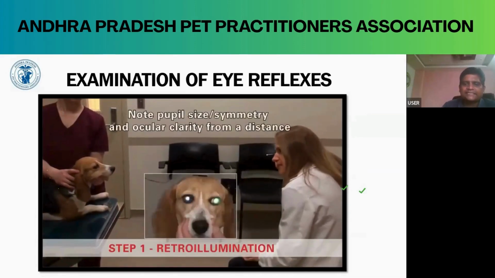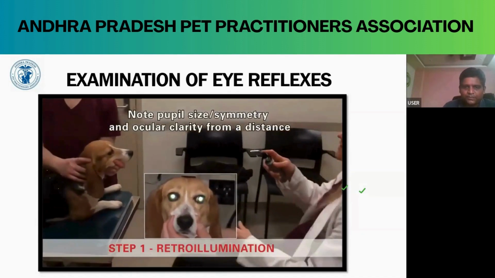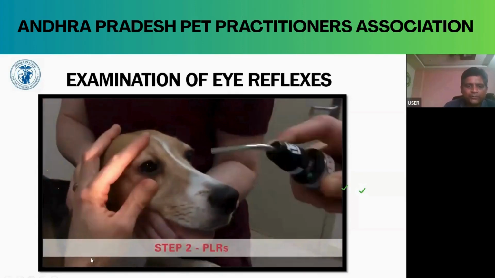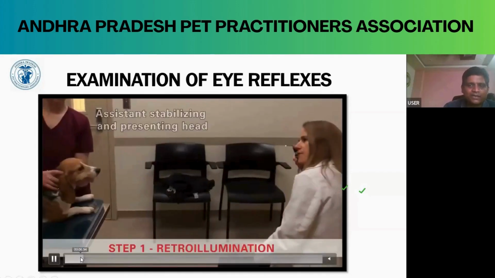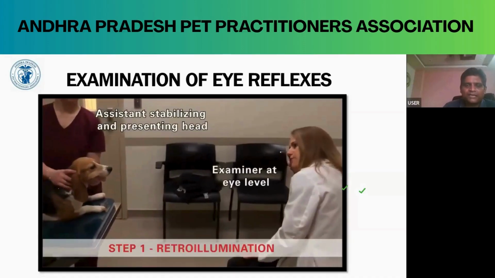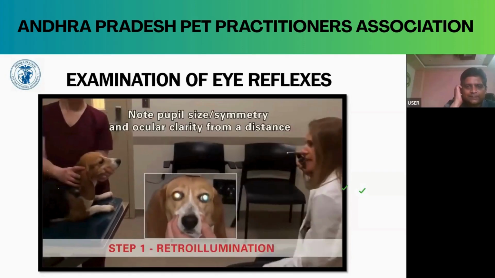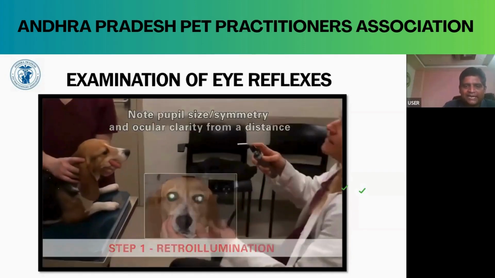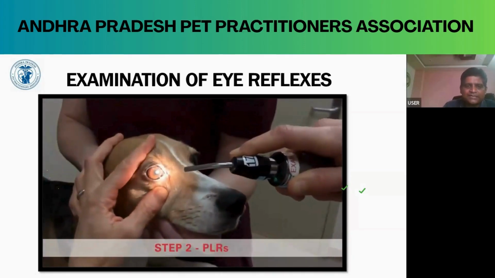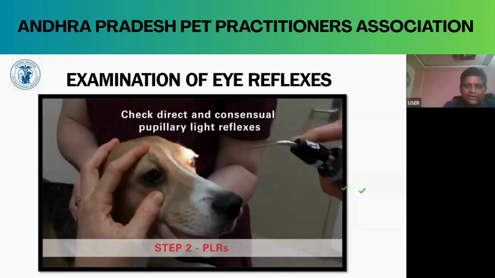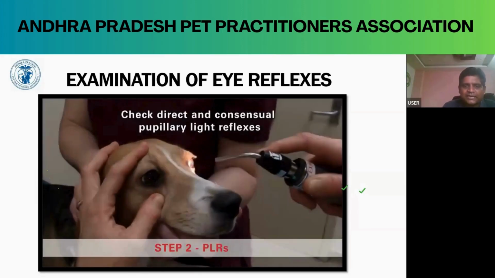So here the examiner is observing under retroillumination. Here you can see the retroillumination, you can see the tapetal reflex here. See, whenever he observes through a small window, you can appreciate the tapetal reflex, you can clearly observe both the eyes were dilated. And coming to the hands-on examination, see the pupil is constricting whenever a bright light is focused. At the same time, if you observe the other eye also, it is constricting.